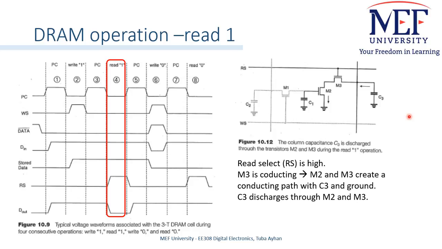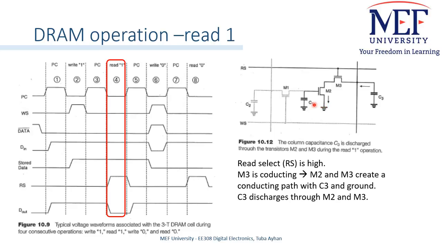Hello, in this video, DRAM operation is continued. After the write operation is completed, the write access transistor M1 is turned off. With the storage capacitance C1 charged up to a logic high level, transistor M2 is now conducting.